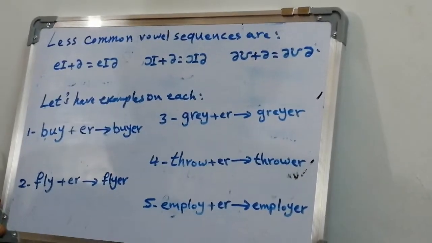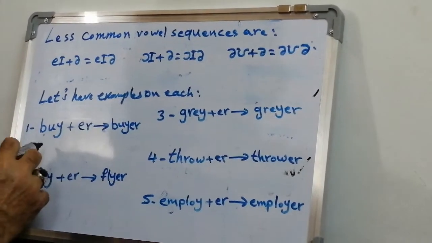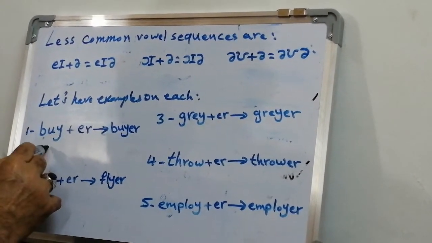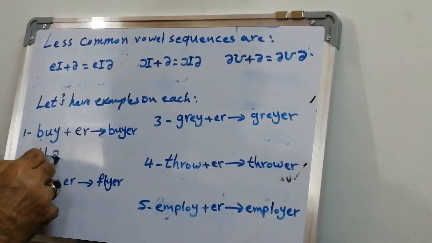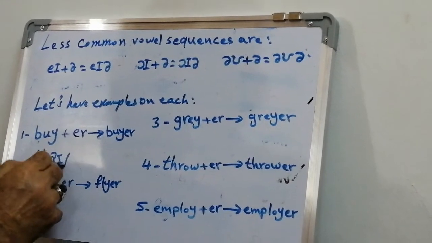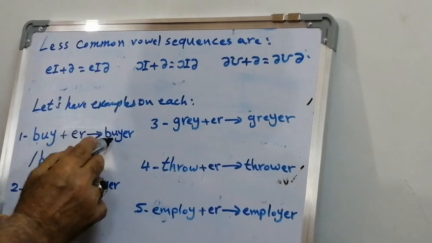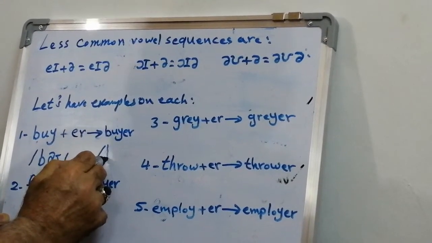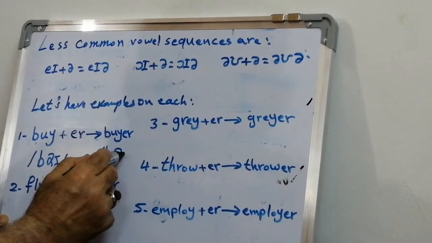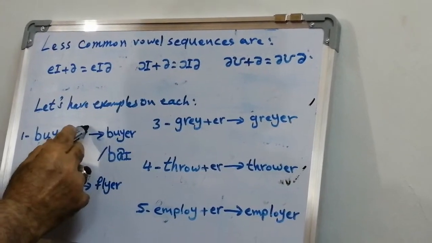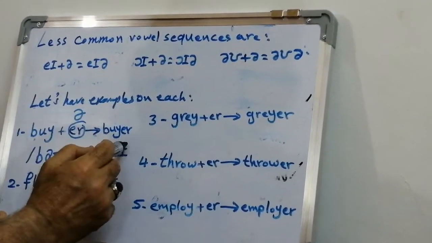Let's have examples. First of all, we have this word by, which is pronounced as bai. This is a diphthong. Now, when I add er to the word by, it becomes buyer, and it's going to be transcribed as this: the same as by, and then this schwa. This r is, as I said before, a schwa. We put it here.